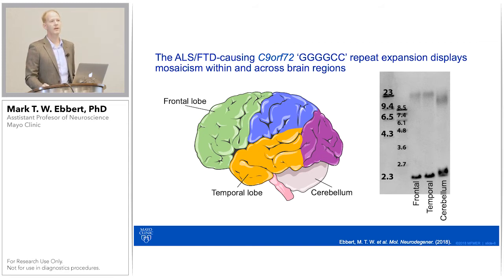This repeat expansion demonstrates mosaicism that you can see even by Southern blots within tissue, so a single piece of tissue. These are not adjacent pieces, a single piece of tissue, and then across the different brain regions. Here you can see the band is a smear, and that's at least suggesting that there are different lengths. And then compare the frontal and the temporal compared to the cerebellum. The cerebellum is always shorter than the other regions, which I think is quite interesting.